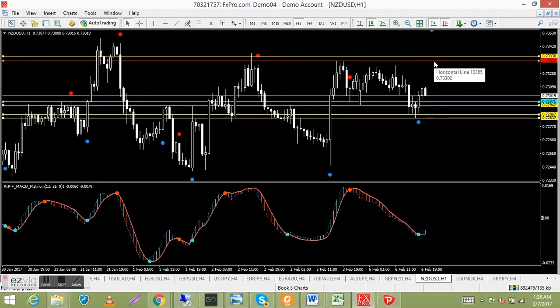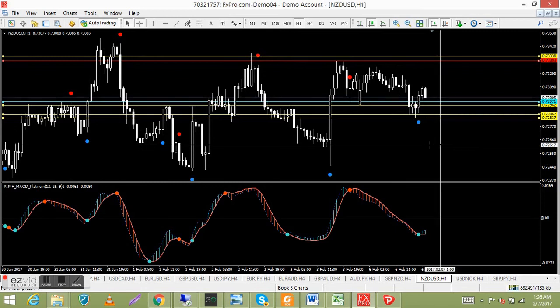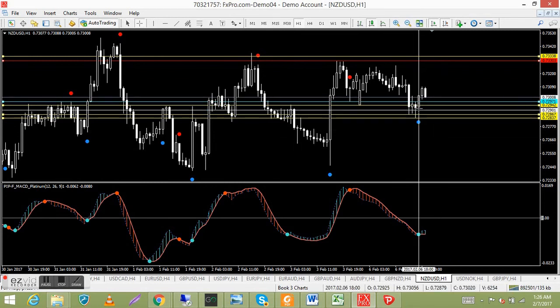That's all you do. So that's how you start. I could have just started from here because I know that's a big downtrend, but I just went there to show you a bit of a routine. Now you can see we've got a blue dot and a blue dot.